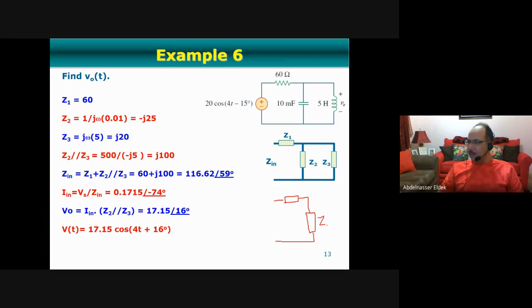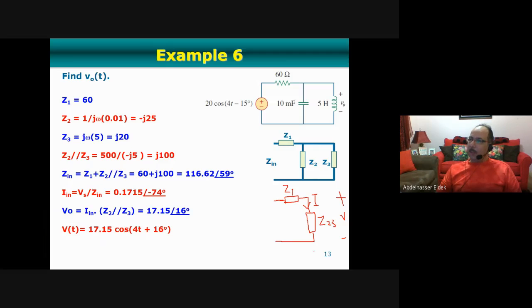This is Z1 and this is Z23. The voltage which is required is here. This is the voltage. So if I get the current I and multiply it by Z23, this will give me the voltage. So first I need to calculate Z23 by paralleling Z2 and Z3, and then after that calculate the current.